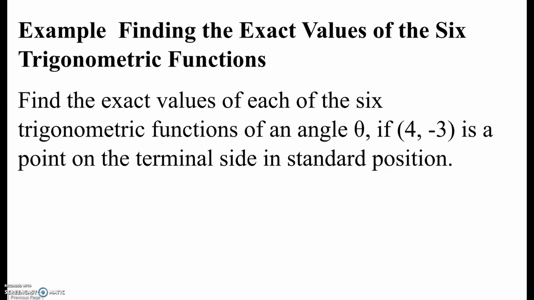So we want to find the exact value of each of the 6 trigonometric functions of an angle theta if (4, -3) is a point on the terminal side of the angle in standard position. So from this we know x is 4, y is -3.